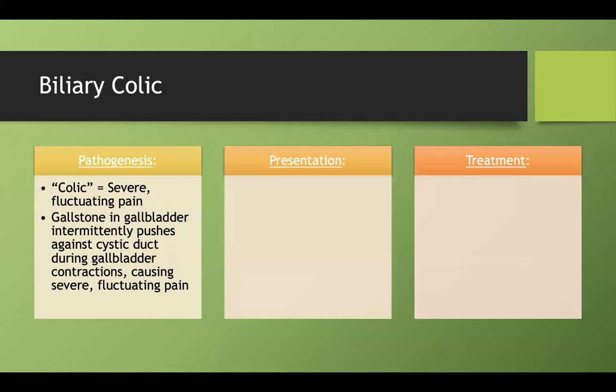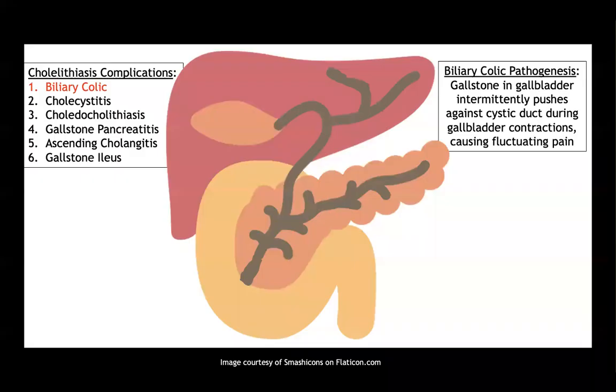Well, what's happening is that each time your gallbladder is contracting, that gallstone can start rubbing against the cystic duct and causing a little inflammation. And then when your gallbladder relaxes, that stone goes away. And then when it contracts, it does the same thing. So that's why you get this severe fluctuating pain in biliary colic.